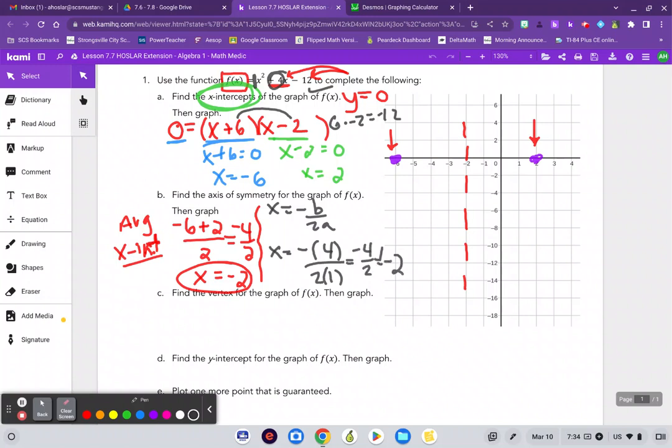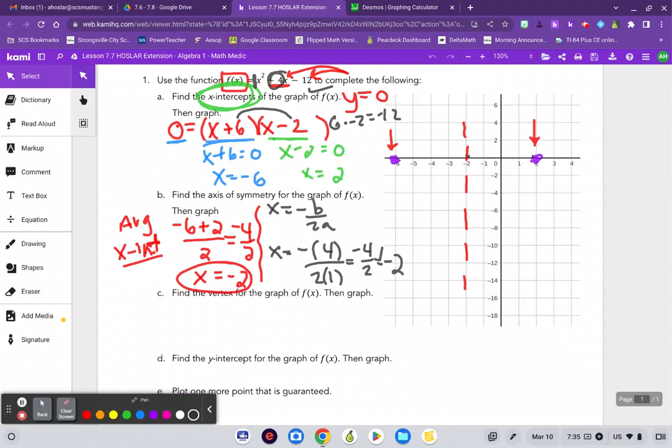And so 3 ways to get this axis of symmetry. Eyeball it, right? This should be exactly in the middle. So I'm 1, 2, 3, 4 away on the left, and I'm 1, 2, 3, 4 away on the right. And so yay that I eyeballed it, or I could average the x-intercepts, or I could do negative b over 2a.